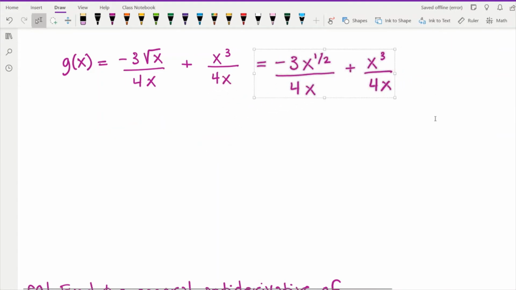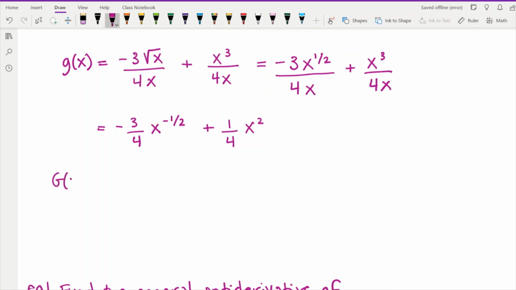Okay, so how can we simplify each of these? Well, remember that when you're dividing numbers to a power, you can subtract your exponents. And so we can rewrite this first one as -3/4 times x to the negative 1/2, right? Because if you were to do 1/2 minus 1, subtracting your exponents, you would get negative 1/2. And then for this next part, we would have 1/4, and then we have x cubed over x, and so that's x squared. So again, this is still our original function. We have not done any calculus yet. We're just doing algebraic simplification.